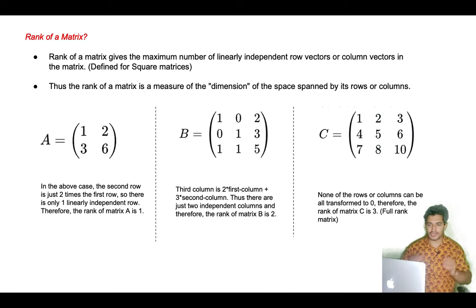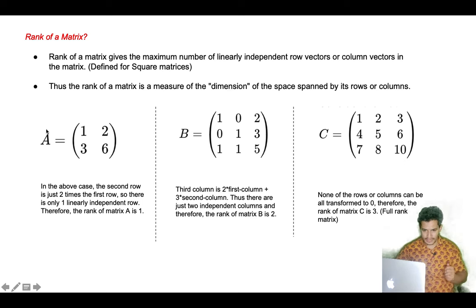Next, we will look at the rank of a matrix. The rank of a matrix gives the maximum number of linearly independent row vectors or column vectors in the matrix. It's only defined for square matrices. Thus, the rank of a matrix is a measure of the dimension of the space spanned by its rows or columns.